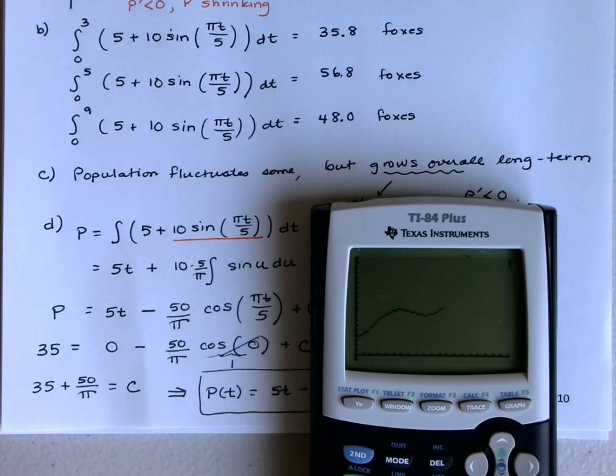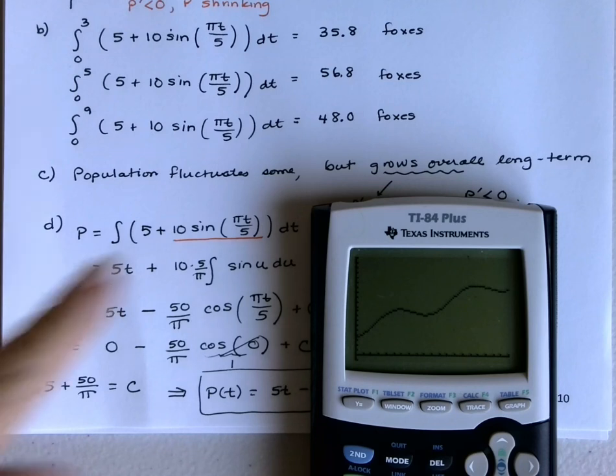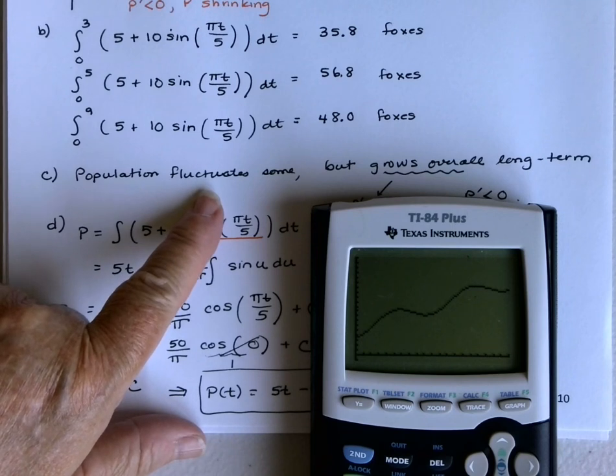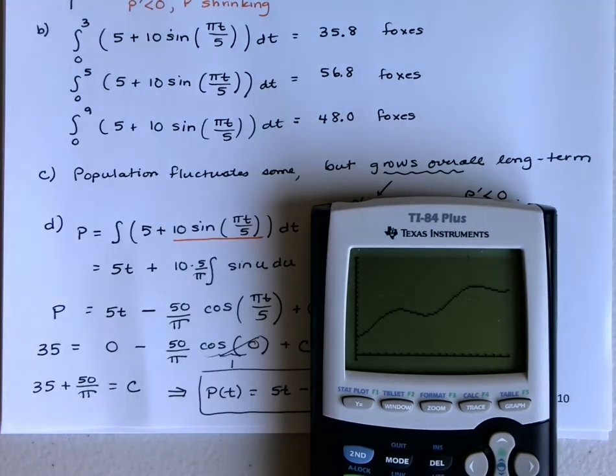Okay, there's that fluctuation, right? Went up, came back down a little bit. Up, comes back down a little bit. So the fluctuation that we predicted is definitely there. But notice that the overall trend long-term is that this thing is going to grow.